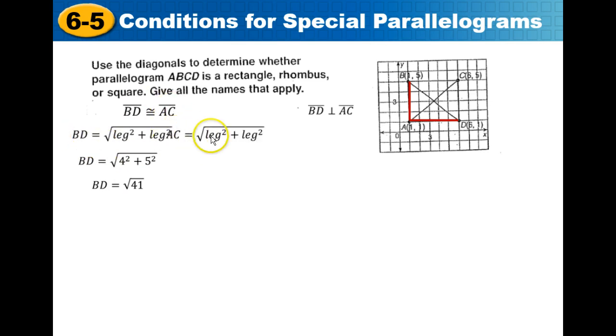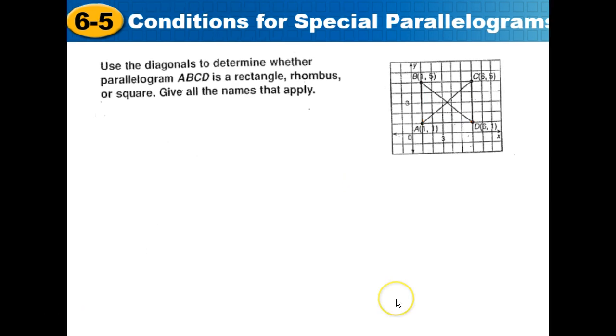When we go to plug in the legs for the AC, those are the ones for this triangle right here. So we're going to go 1, 2, 3, 4, 5. 1, 2, 3, 4. We get the same numbers. Plugging those in, we get the square root of 41.